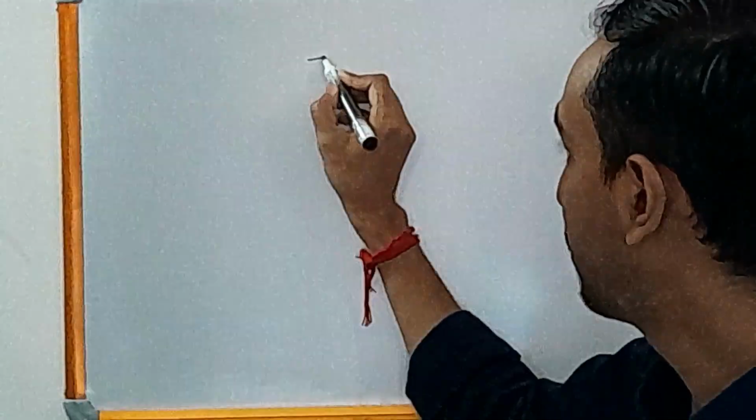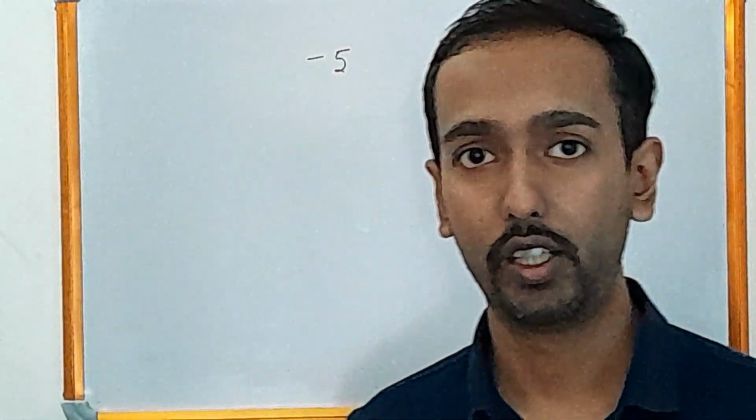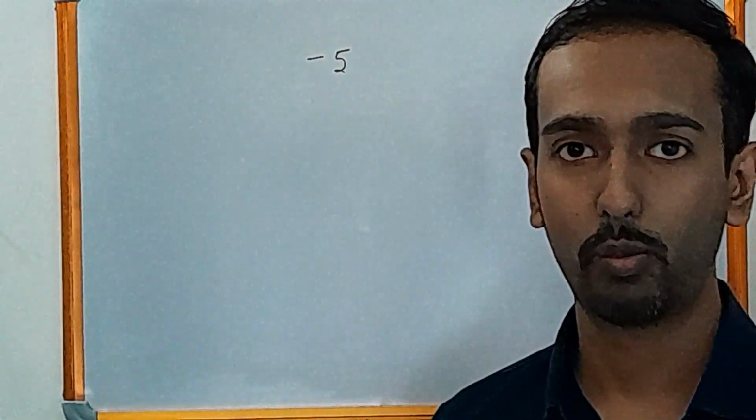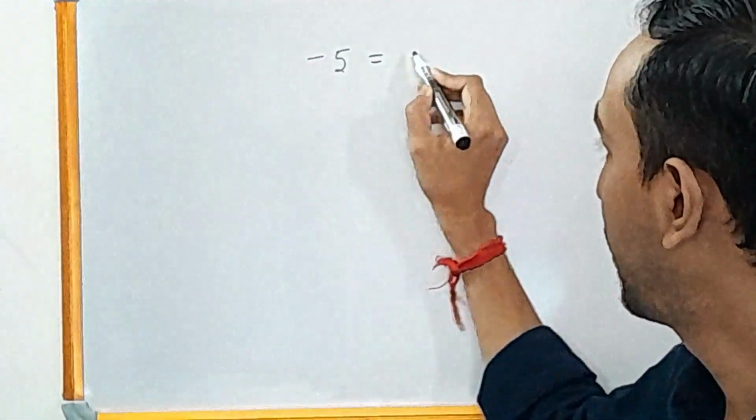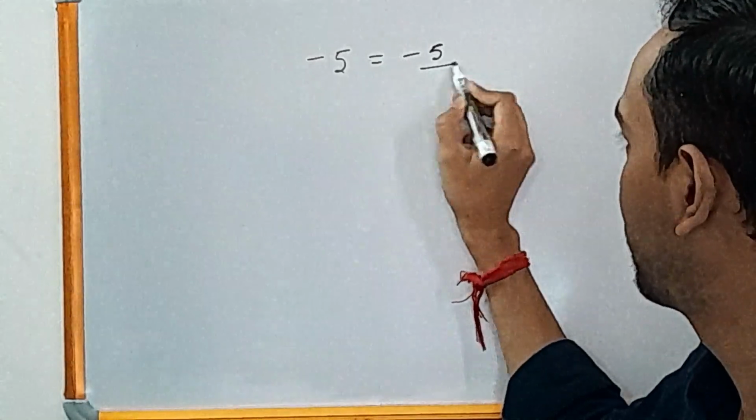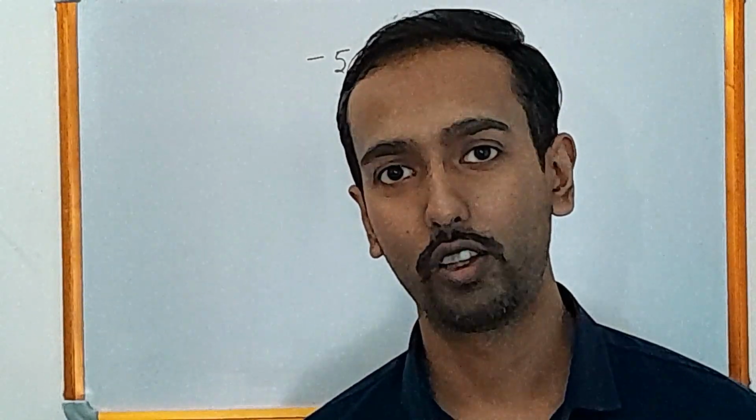For example, if I take minus 5, which is a negative integer, then it can be written in the form of a rational number. Minus 5 can be written as minus 5 by 1. So this is again a form of rational number. So we can prove that all the integers can be written in the form of rational numbers.